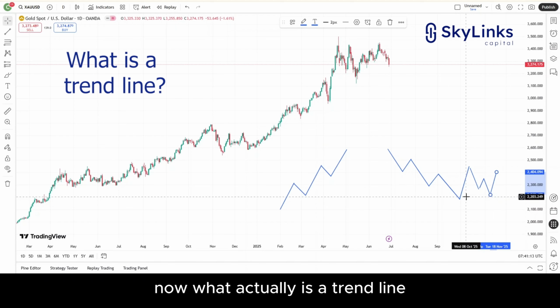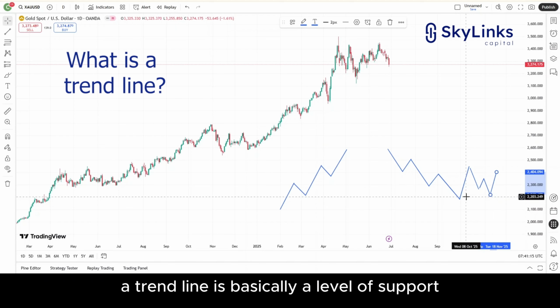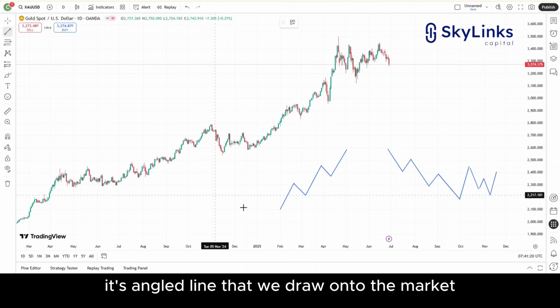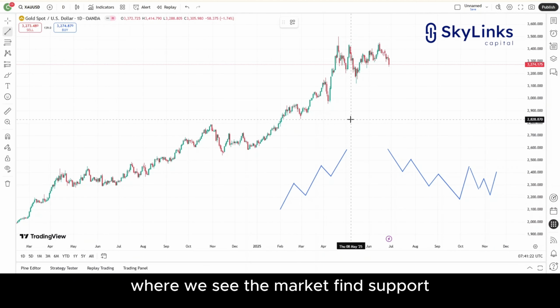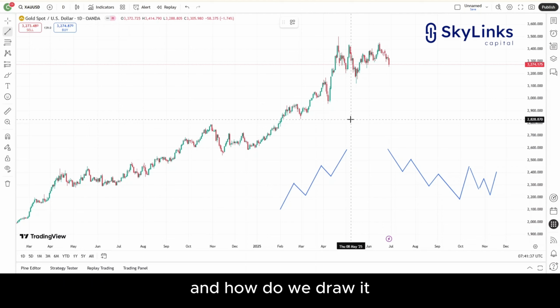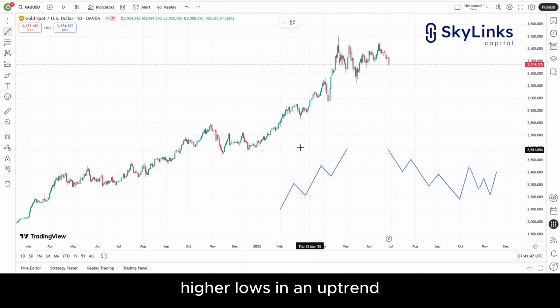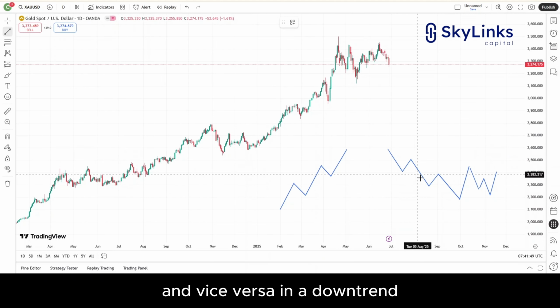Now, what actually is a trend line? A trend line is basically a level of support. So it's an angled line that we draw onto the market where we see the market find support. And how do we draw it? We need to identify these higher highs, higher lows in an uptrend, and vice versa in a downtrend.